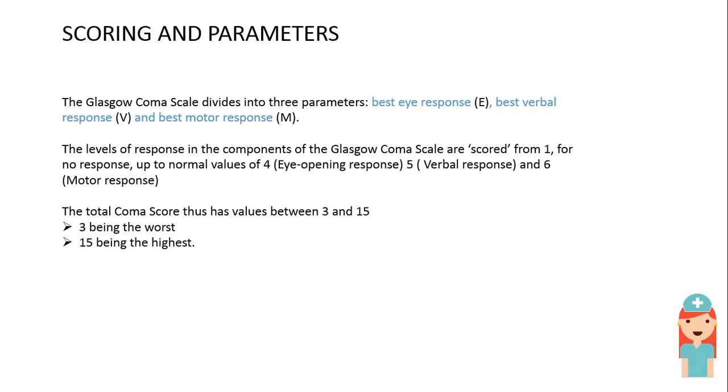The level of response in the components of the Glasgow Coma Scale is scored from 1 for no response up to normal values of 4 in eye opening, 5 in verbal response, and 6 in motor response. The total score thus has values between 3 and 15, 3 being the worst and 15 being the highest.